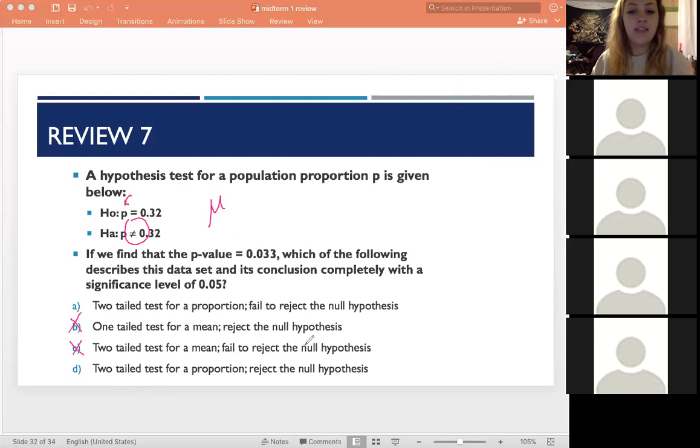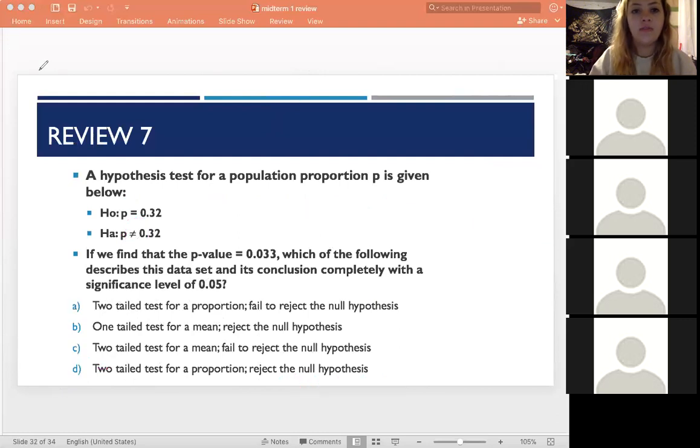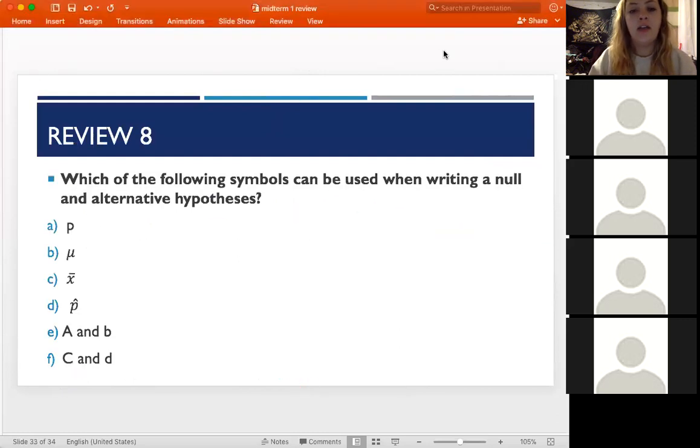So we're between A and D, so basically this is going to be dependent on what we do with our p value. Here our p value is going to be less than our alpha because 0.033 is less than 0.05. So we are going to reject that null hypothesis. We're going to say that there is a change. So A is incorrect, obviously. So D would be the correct interpretation of that. Nice. Sweet.